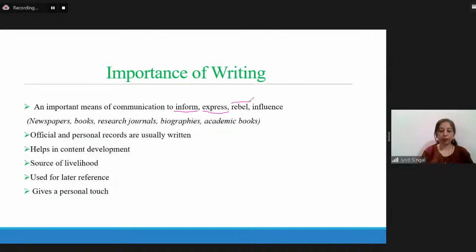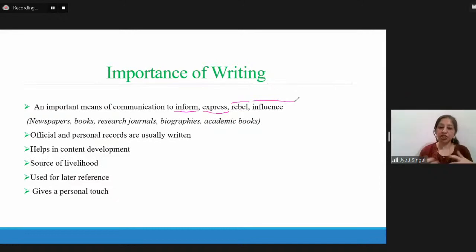Next comes rebel. Rebel means when I'm going against the authorities. So I'm going to take a severe step. I'm going to go in a more aggressive, more violent way. A rebellion can be in the form of a protest, like if you remember the 1857 revolt, which is a kind of rebellion against the British authorities, that we're not just going to listen to you. We'll do whatever we think is right. So that's a rebellion. And last but not the least, influence.